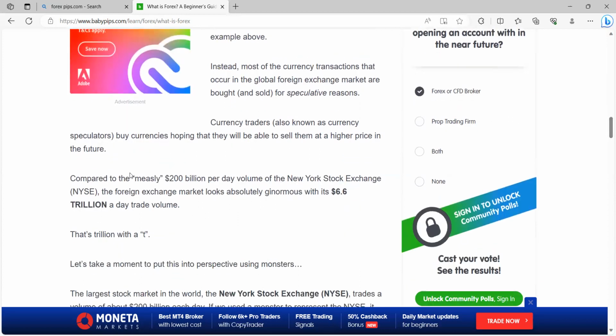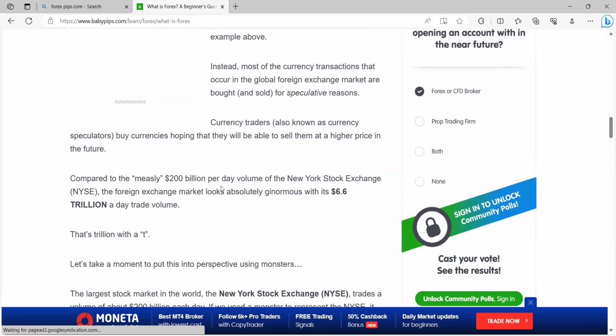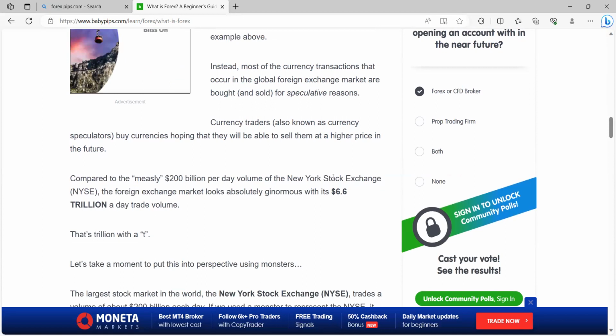Compared to the measly 200 billion per day volume of the New York Stock Exchange, NYSE, the foreign exchange market looks absolutely ginormous with its 6.6 trillion a day volume. So this is 6.6 trillion.